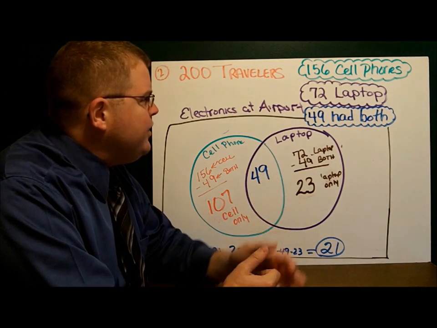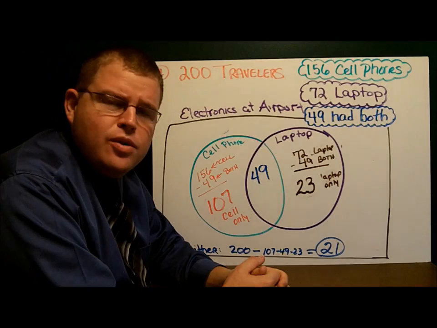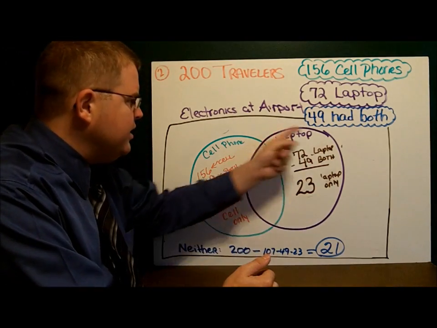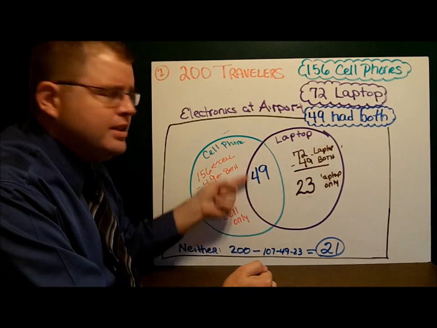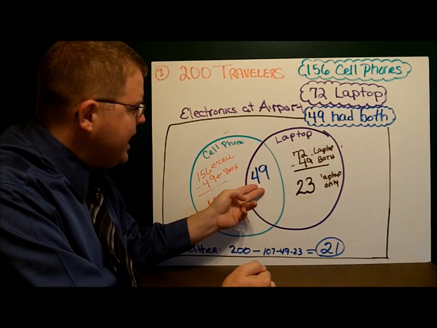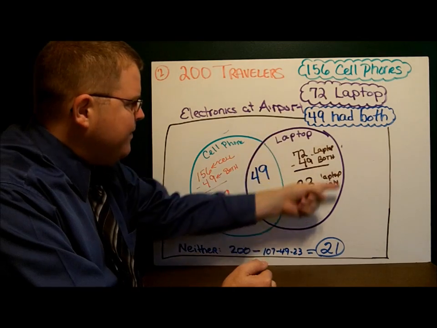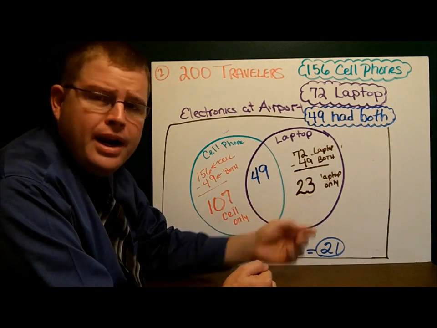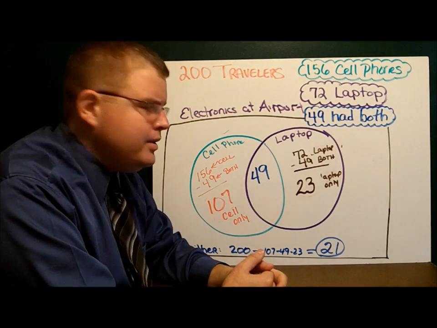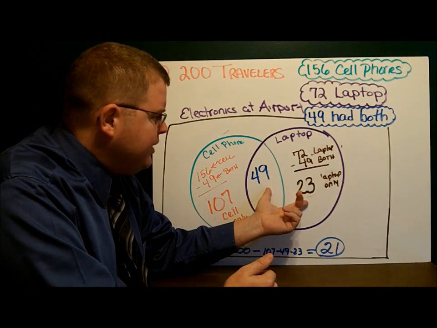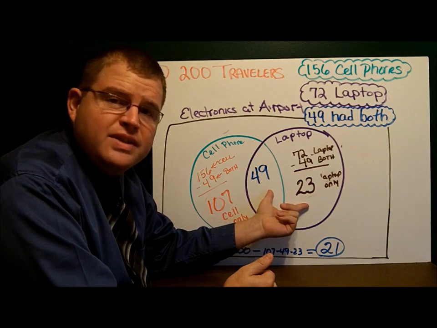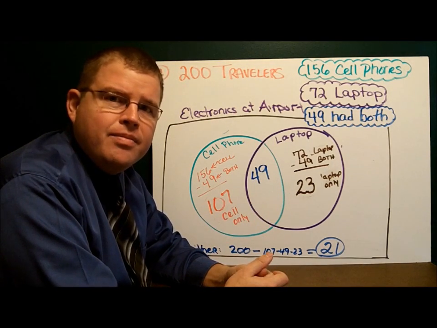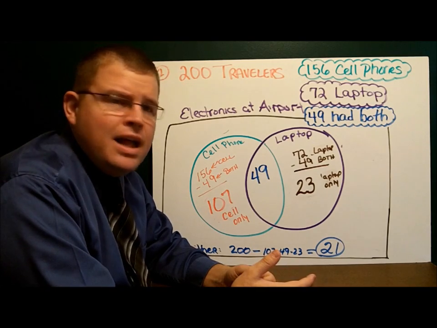We know that 72 people had laptops. So there's going to be a total of 72 people in the purple circle. 72 people in this circle altogether. Well, there's already 49 here, and if there's 72 altogether, there must be 23 who had only a laptop. Because 49 and 23 would mean that there were a total of 72 laptop computers that went through the airport that day.